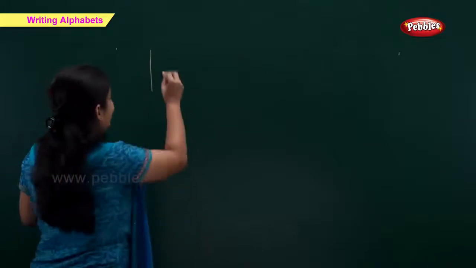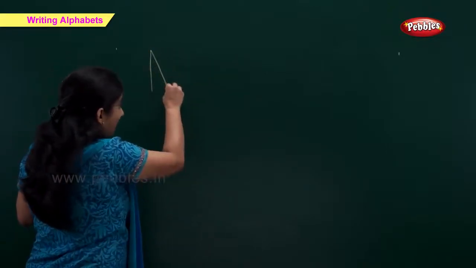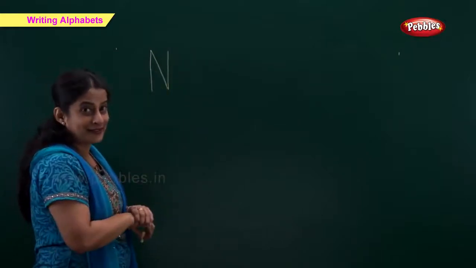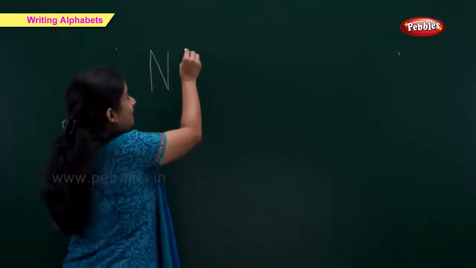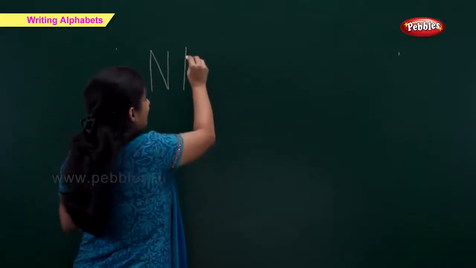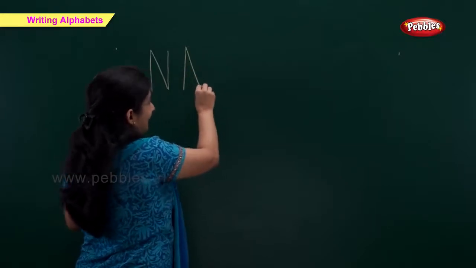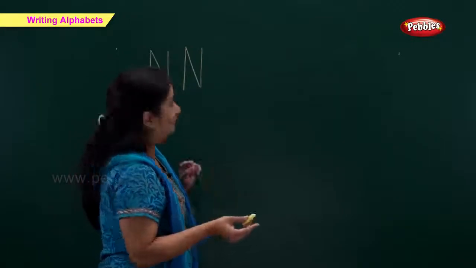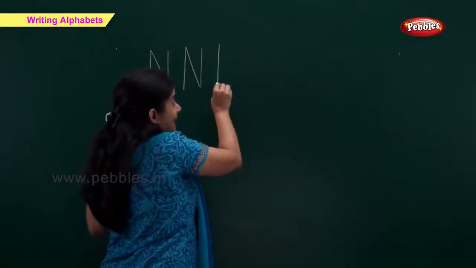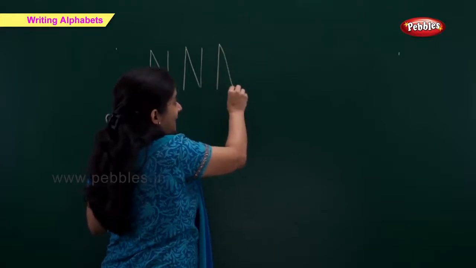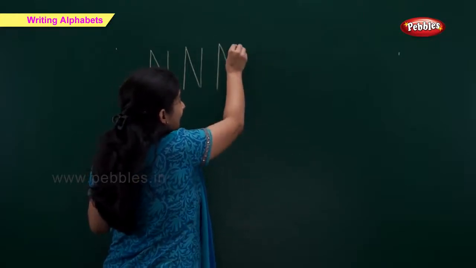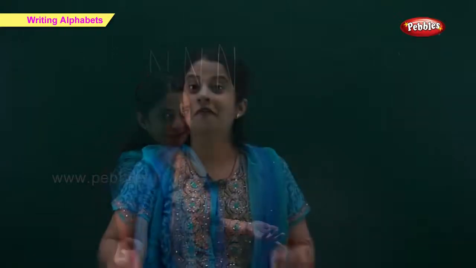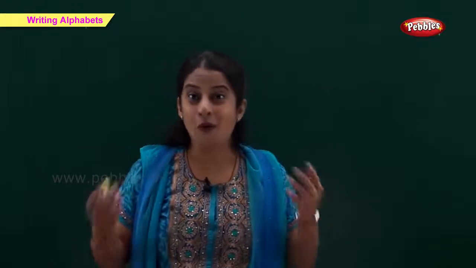A standing line, a cross line and a standing line makes N. A standing line, cross line, another standing line makes N. A standing line and a cross line with another standing line makes what? N. Friends, it's time to write O.